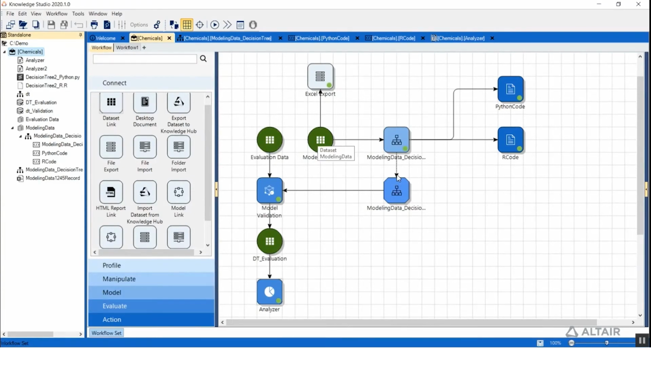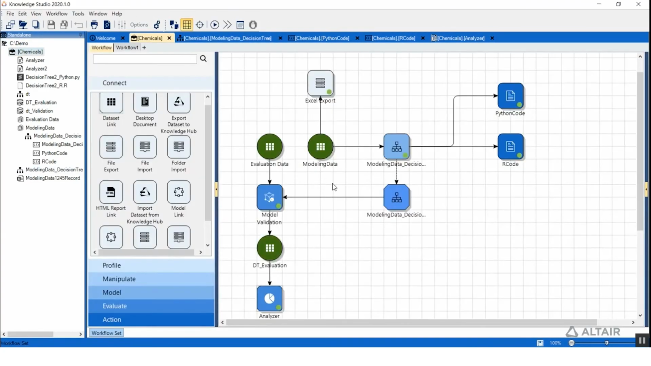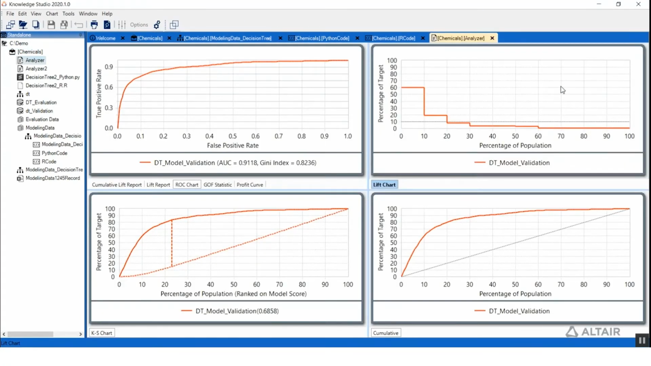We have the modeling data that was used to build the decision tree model that I've shown you earlier, as well as evaluation data that we use to test the performance of the model on a holdout sample that the model hasn't seen before. In addition to the ROC chart, there are many other metrics that we can use to evaluate the performance of the model, such as the lift chart and the KS chart.